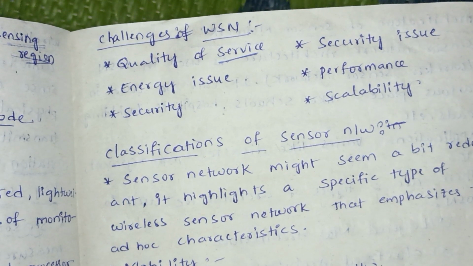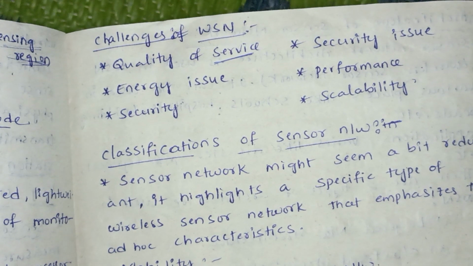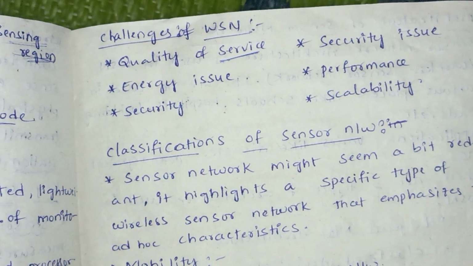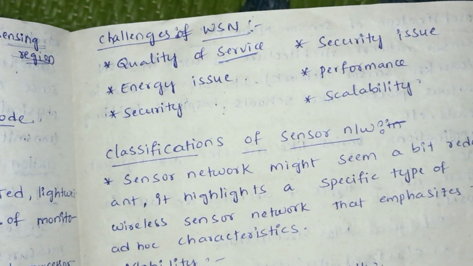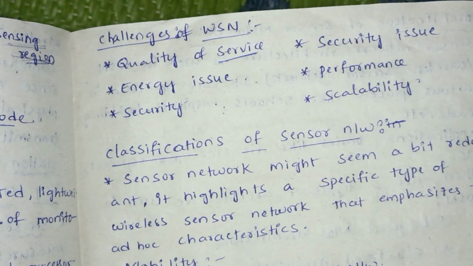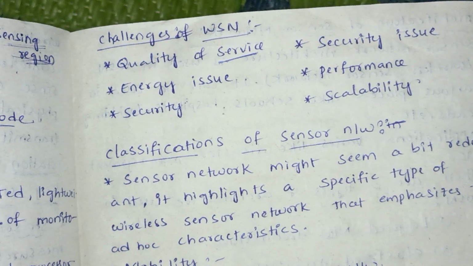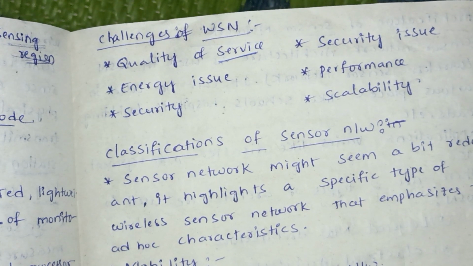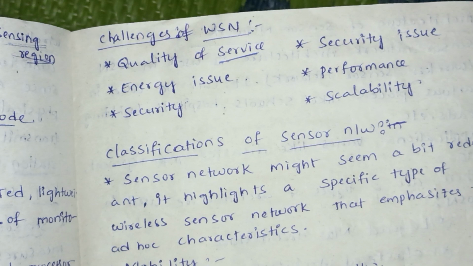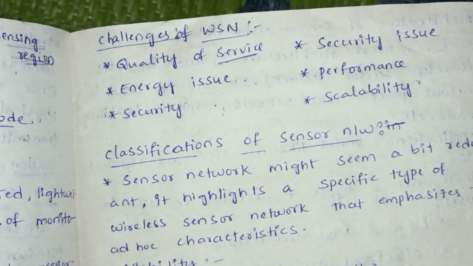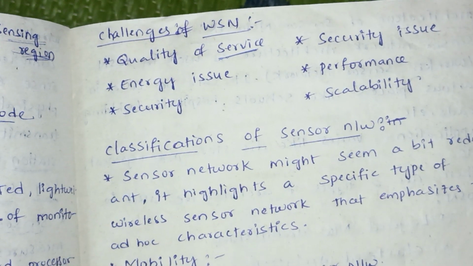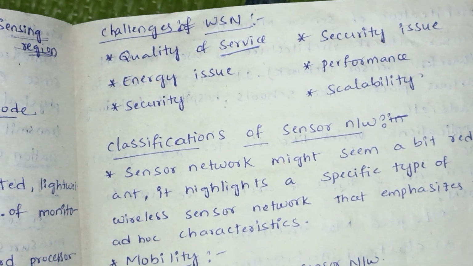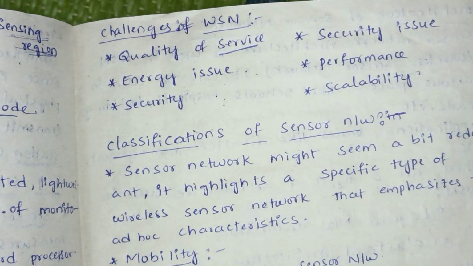And the energy issue. As I already told, the energy of sensors comes from batteries, and some sensors take energy from nature, from the sun through a solar panel. And security is limited, as I already told. Security issues, performance, scalability: these are all the challenges of WSN. WSN is nothing but wireless sensor network.